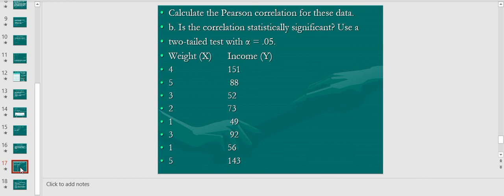This is an activity for you. You have to calculate the Pearson correlation from this given data and also test the hypothesis. The research question is: is the correlation statistically significant? You will use alpha level 0.05 and form the non-directional hypothesis. When you form the non-directional hypothesis, you will use a two-tailed test.